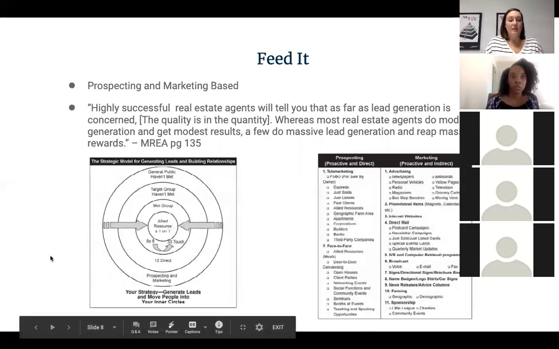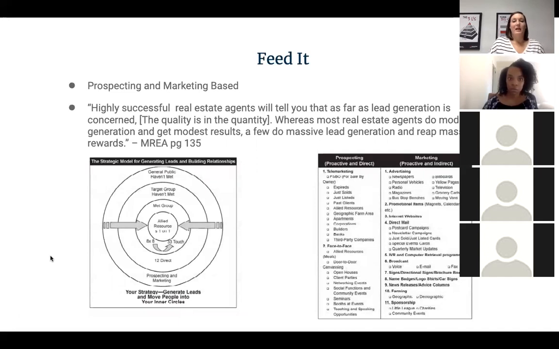So we want to feed it, and we're prospecting, and prospecting-based marketing enhanced. So it's through prospecting and marketing. Highly successful real estate agents will tell you, as far as lead generation is concerned, the quality is in the quantity. Whereas most real estate agents do modest lead generation and get modest results, few do massive lead generation and reap massive rewards. And that's from page 135 of the MREA.